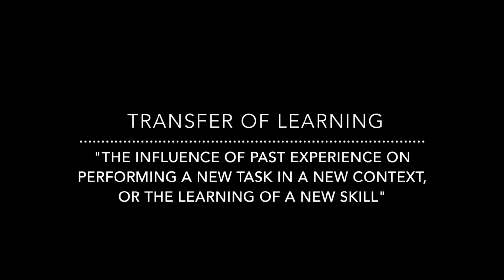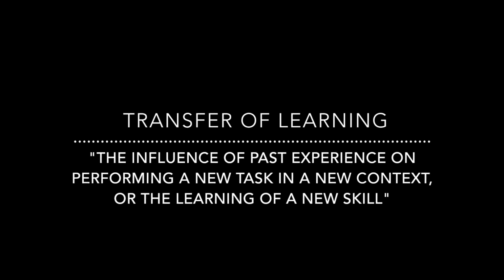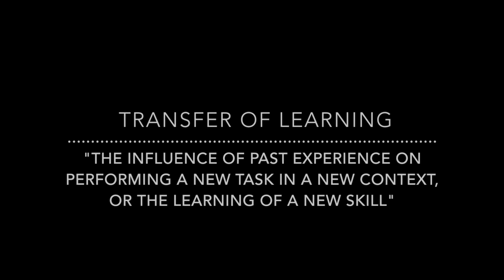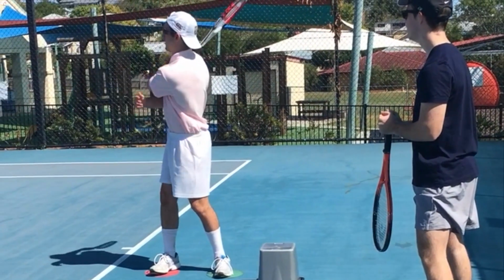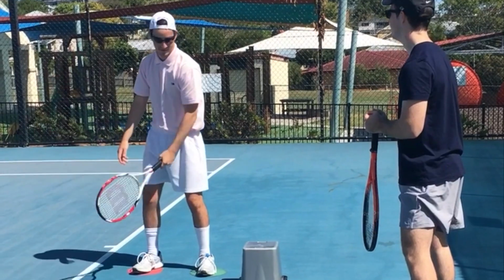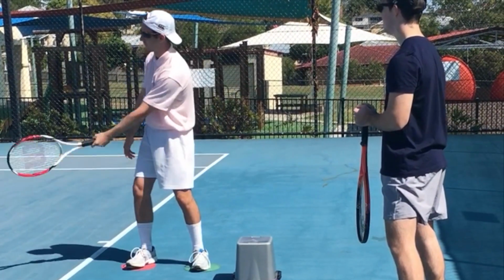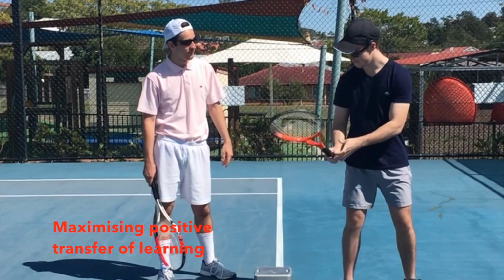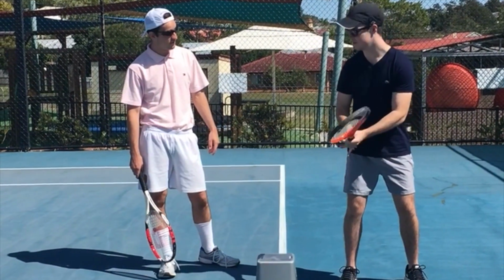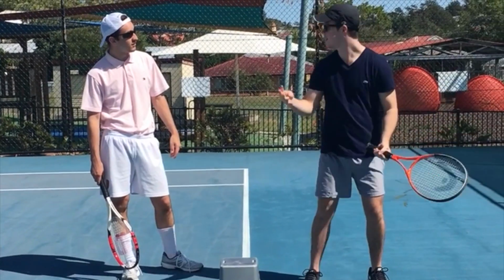Transfer of learning is defined as the influence of past experience on performing a new task in a new context or the learning of a new skill. The past experience of an individual can influence their ability to perform a new skill in a positive, negative, or neutral way. In order to maximize positive transfer of learning, we have gotten to know Eddie and his current skill level. We have found out that Eddie is also a cricket batsman.